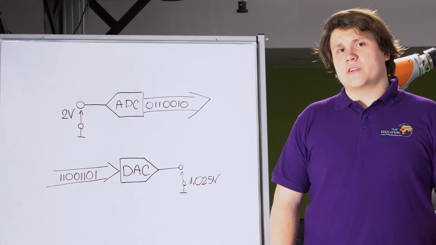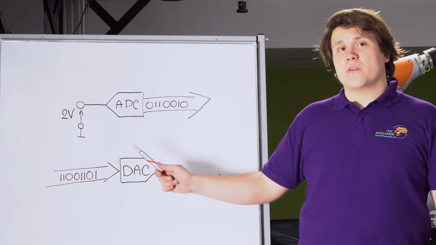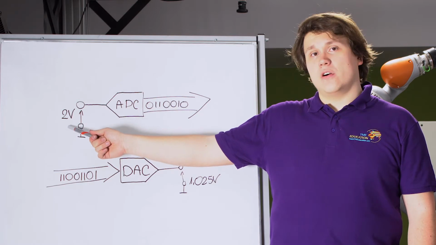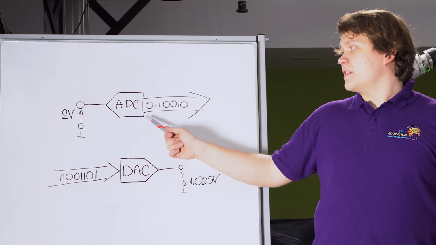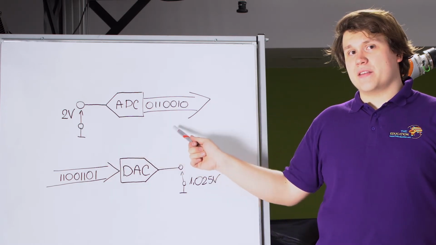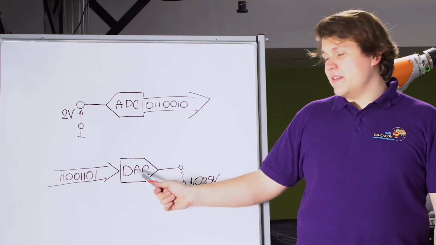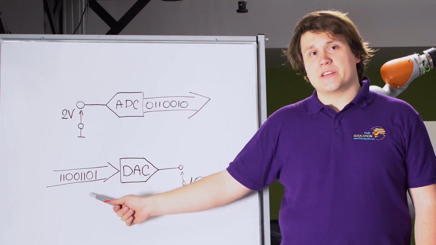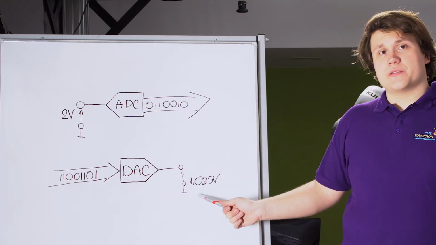Analog to digital converters, ADCs, convert the value of voltage or current, such as 2 volts, into a corresponding digital signal represented by bytes. DACs, so digital to analog converters, convert the digital signal into voltages.